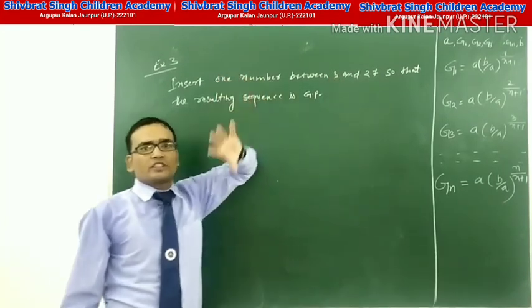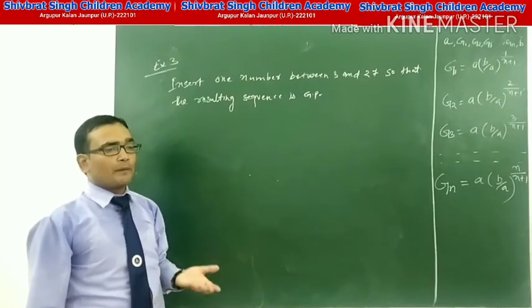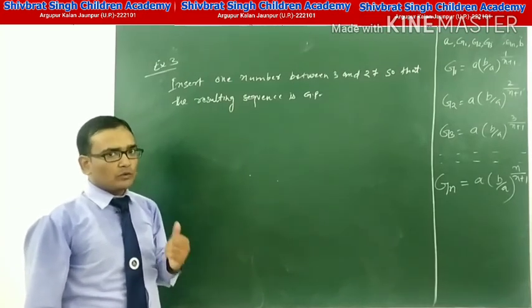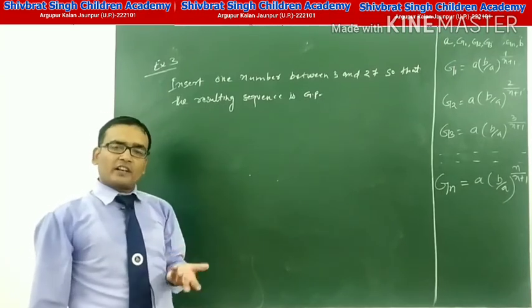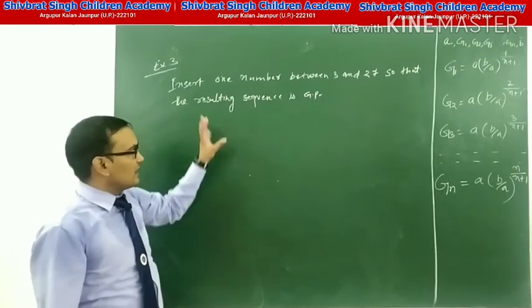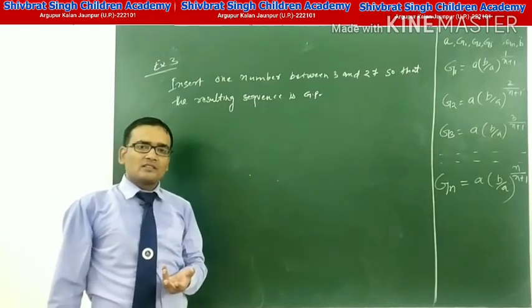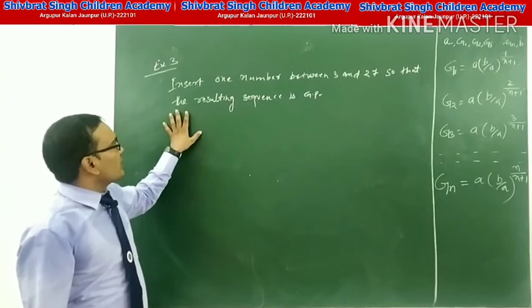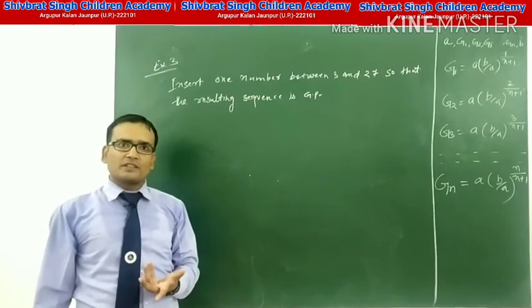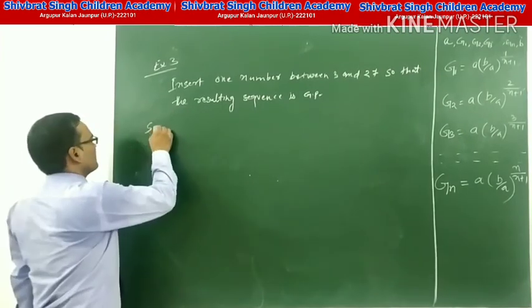The way of the question is changed. That means the pattern of the question will be changed, but the question is the same. In the previous question, find the geometric mean, and here, insert a number between 3 and 27 so that the resulting sequence is a GP. That means, let us solve.